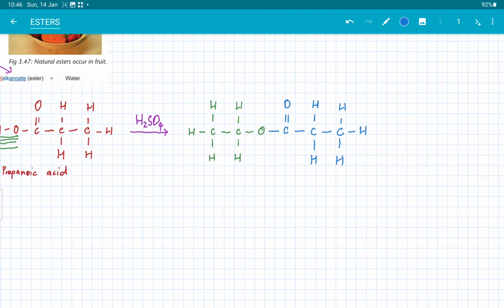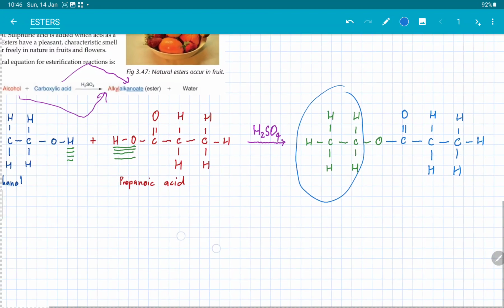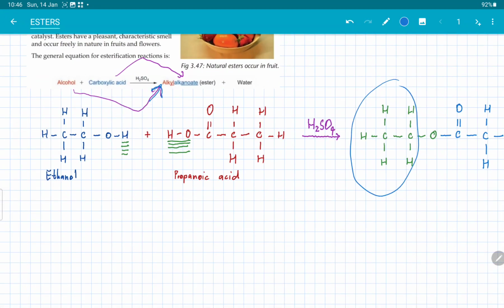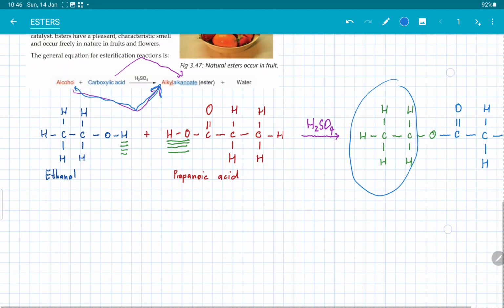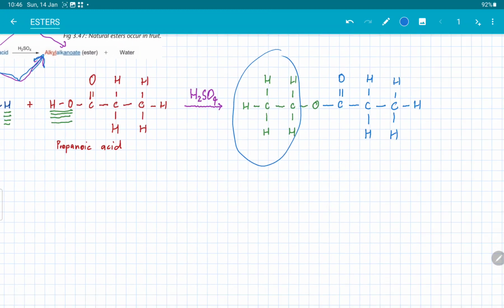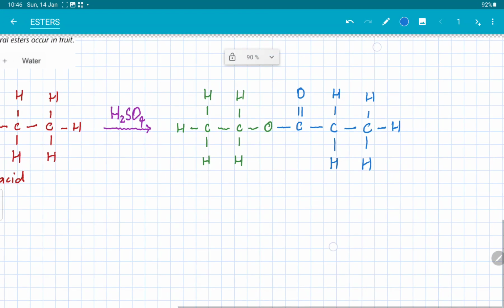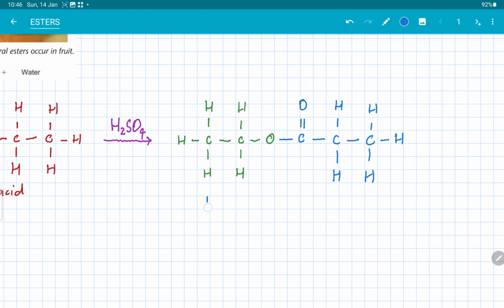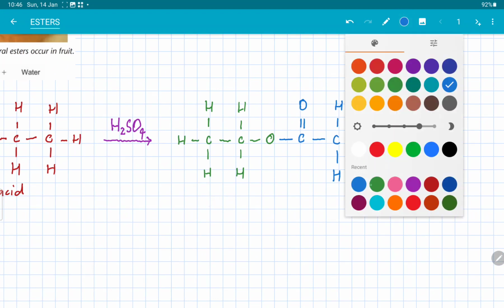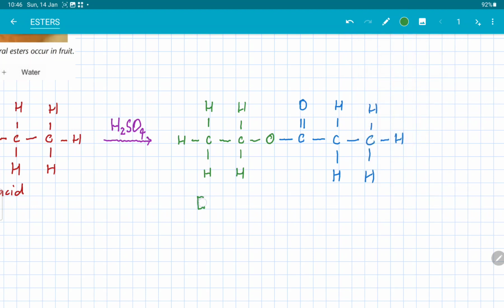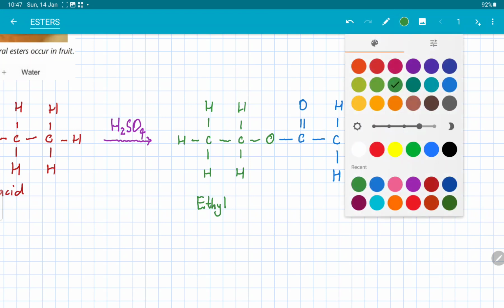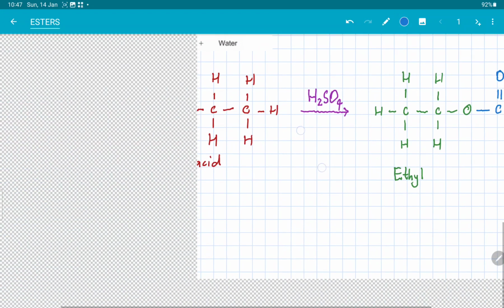And notice now the ester, this part was previously an alcohol. Remember, the alcohol part becomes the alkyl. So now when I name the ester, I'm going to name that part as an alkyl. So I'm going to say ethyl here. Let me use the color to match. That is the ethyl.